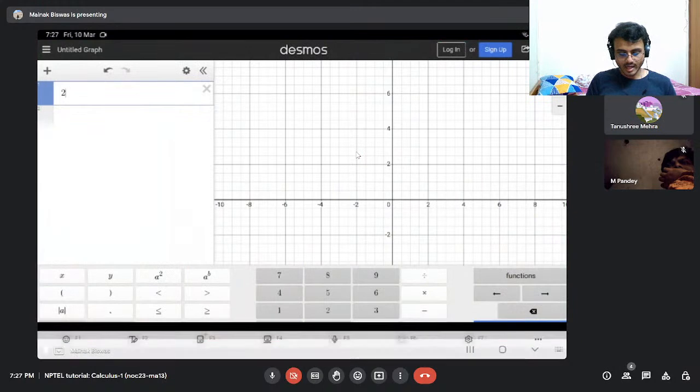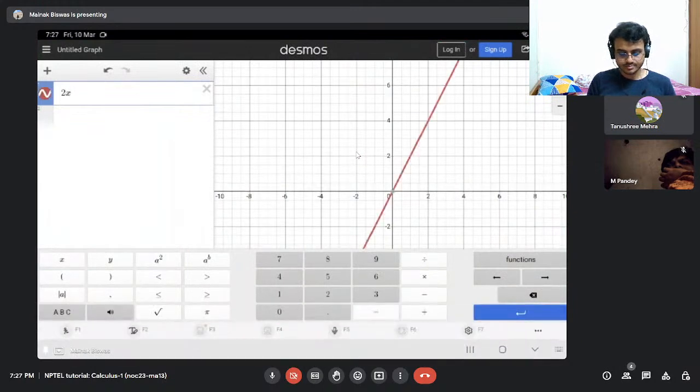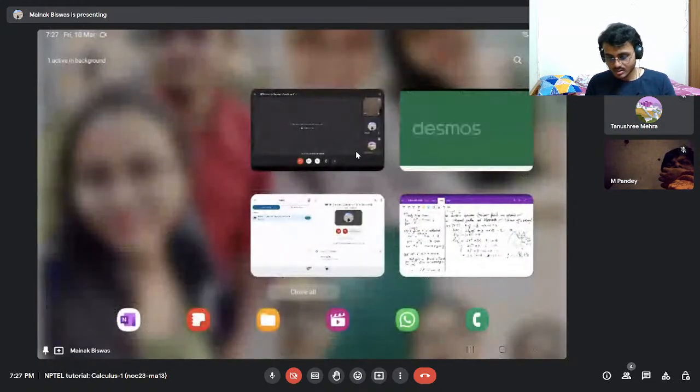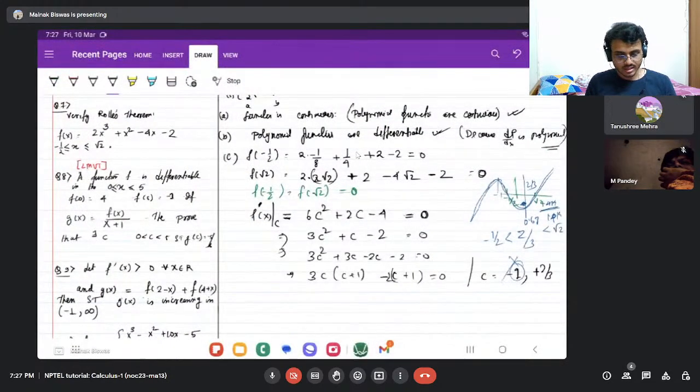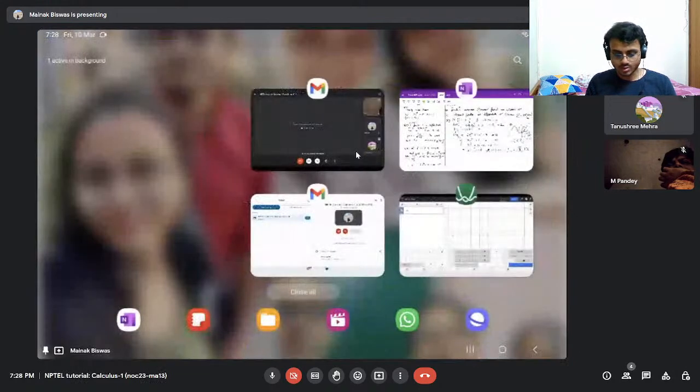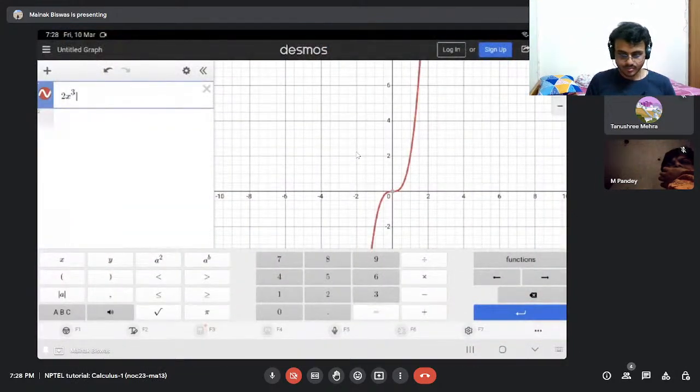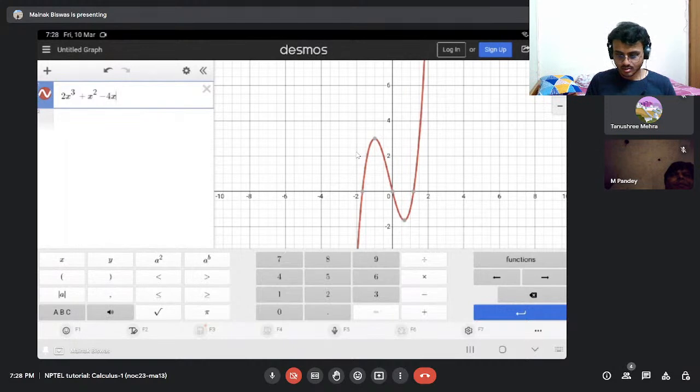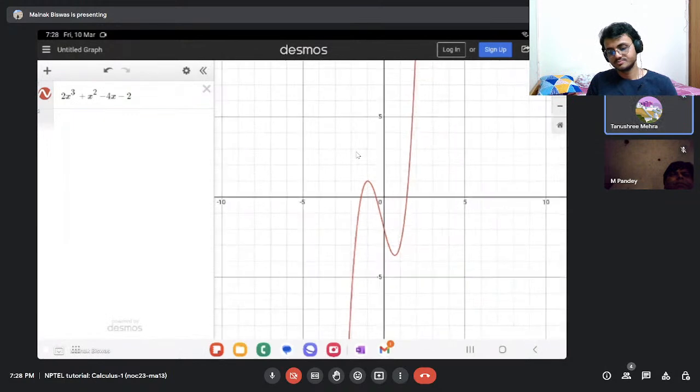So 2x cube minus plus 4x plus x square minus 4x minus 2 plus x square minus 4x minus 2. Agreed? Yes, sir.